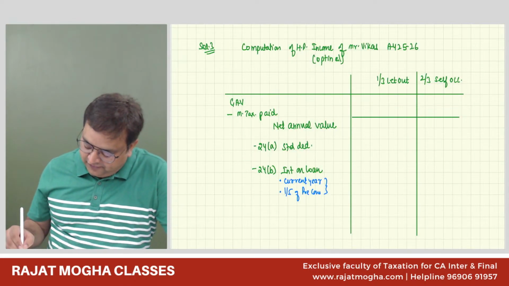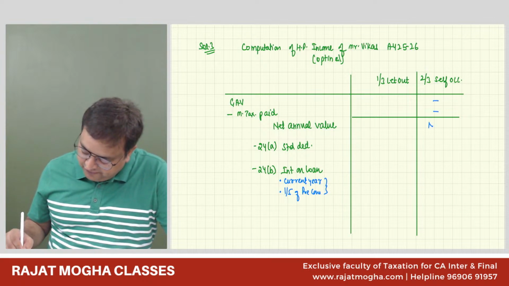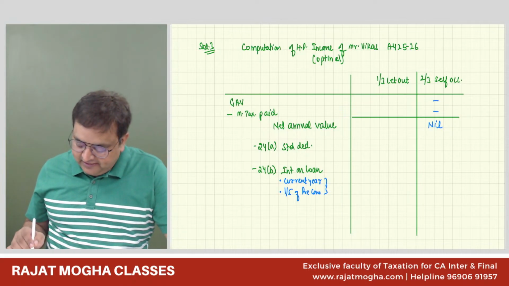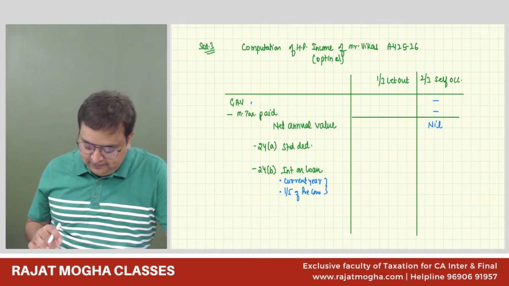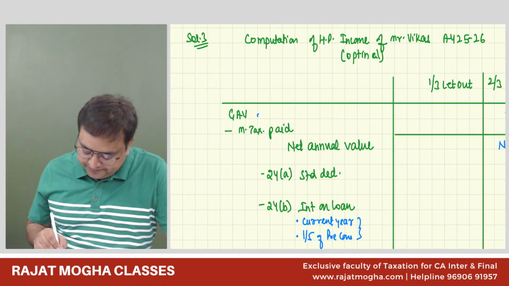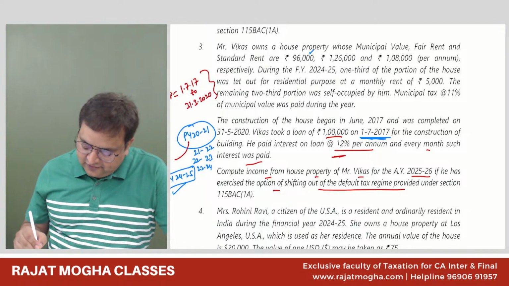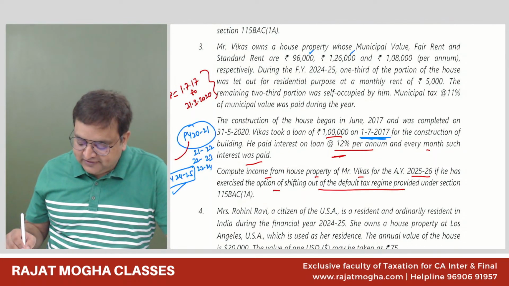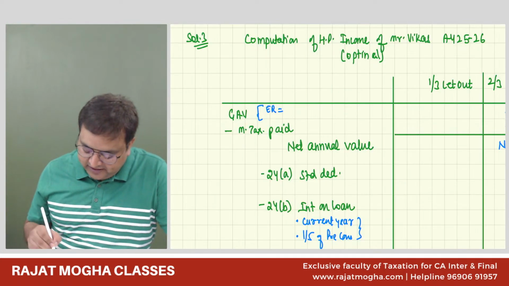GAV for self-occupied, we don't have to take it, it is 0, and the NAV would be nil for self-occupied property. Whereas for the let out property, we have to take the GAV. So what is the expected rent? The expected rent for the entire property is 96,000 or 126,000, whichever is higher, 126,000, limited to standard rent, whichever is lower, 108,000. So 1,08,000 is the expected rent.